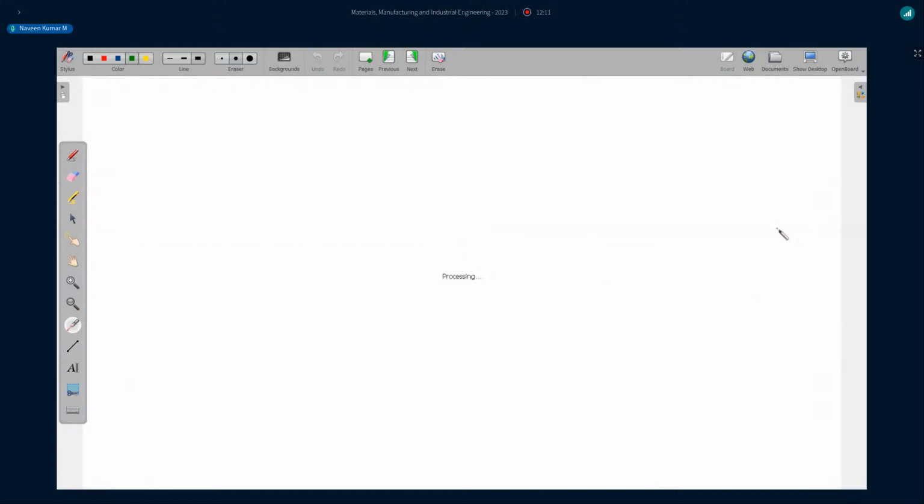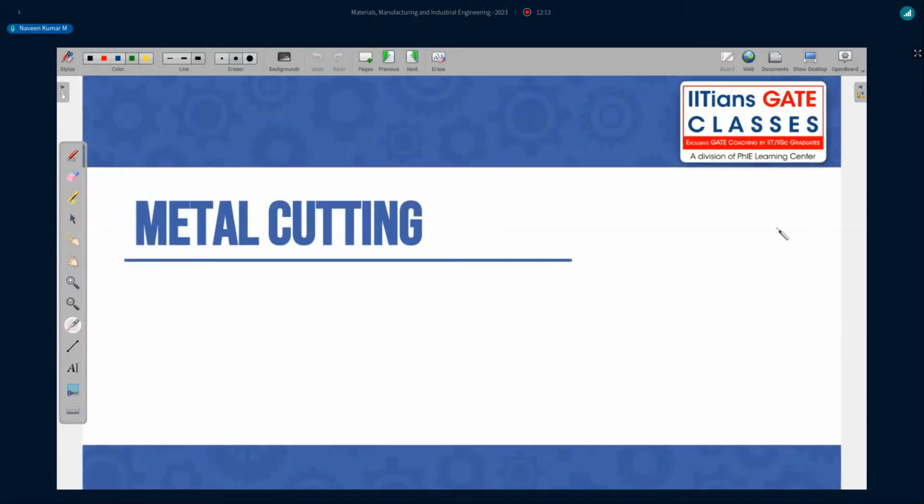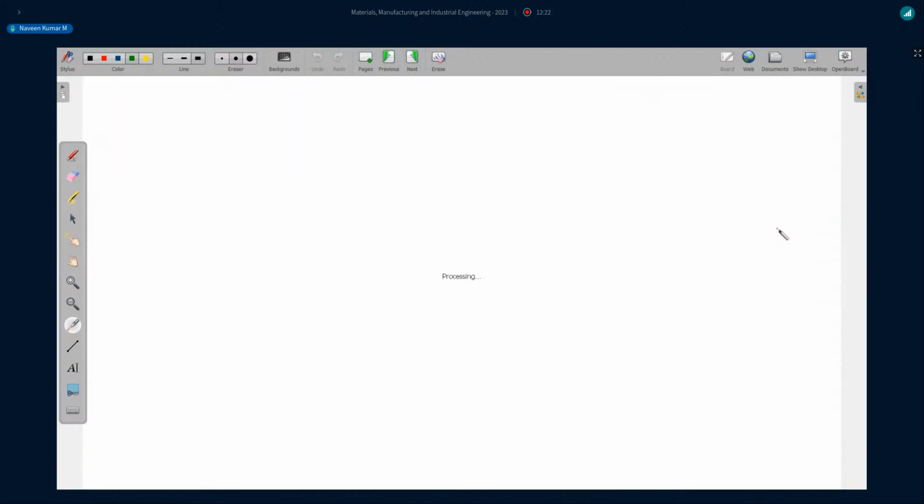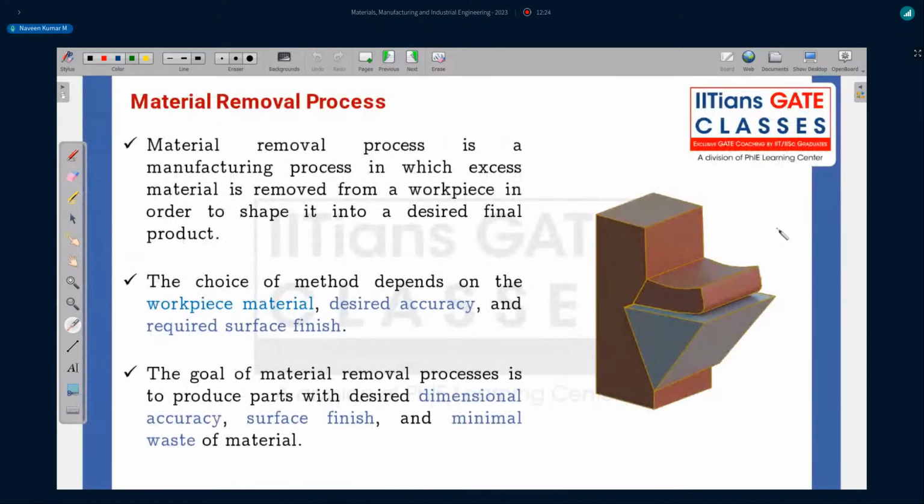Fine, let's proceed. Now let's go into a subsection of manufacturing, or a subsection of machining, I can say, that is metal cutting. Now, what is metal cutting? Before metal cutting, we'll discuss the material removal process.